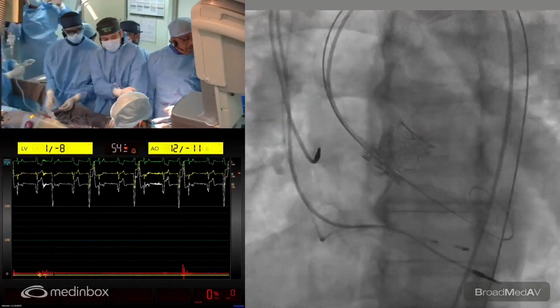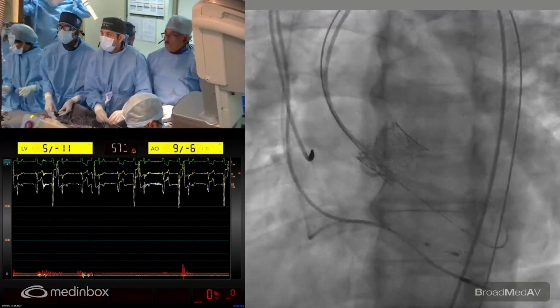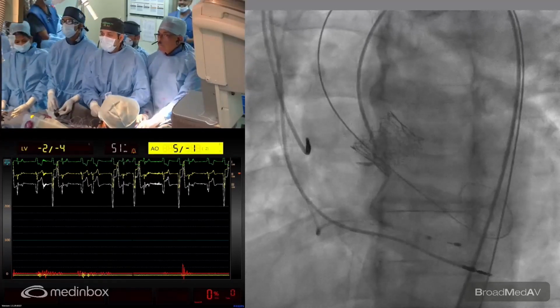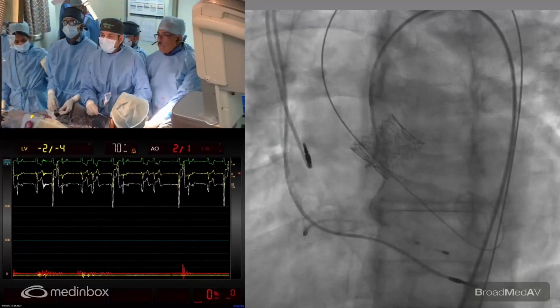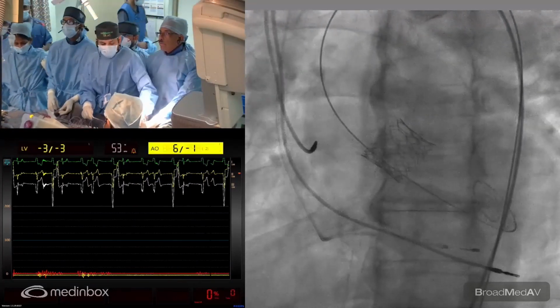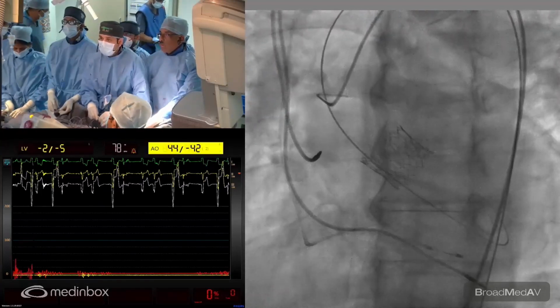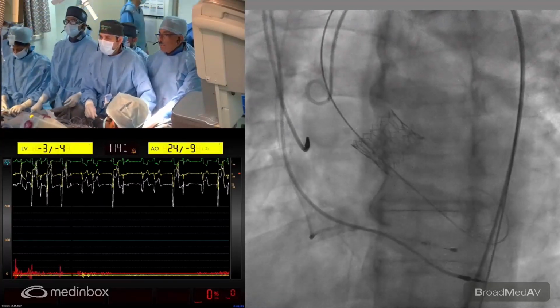The pressure is good. Slowly. Okay, that's the pacemaker, perfect.